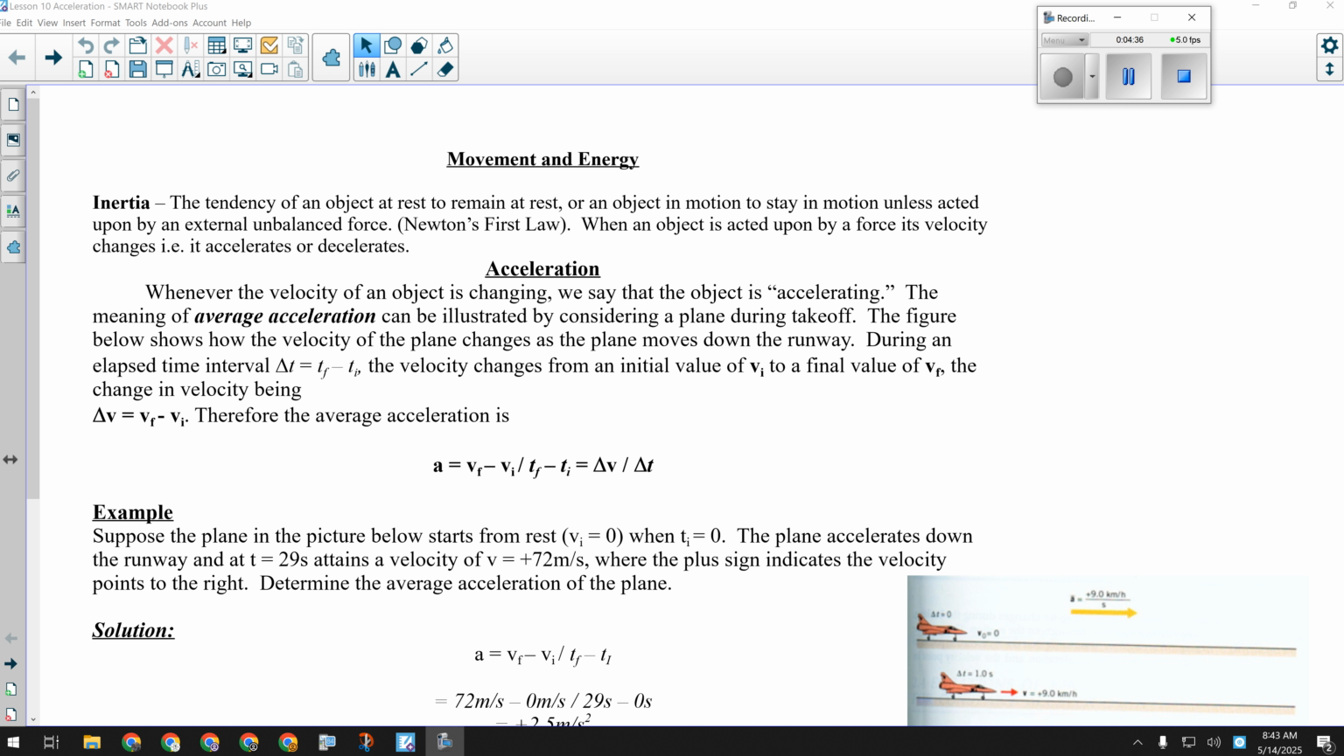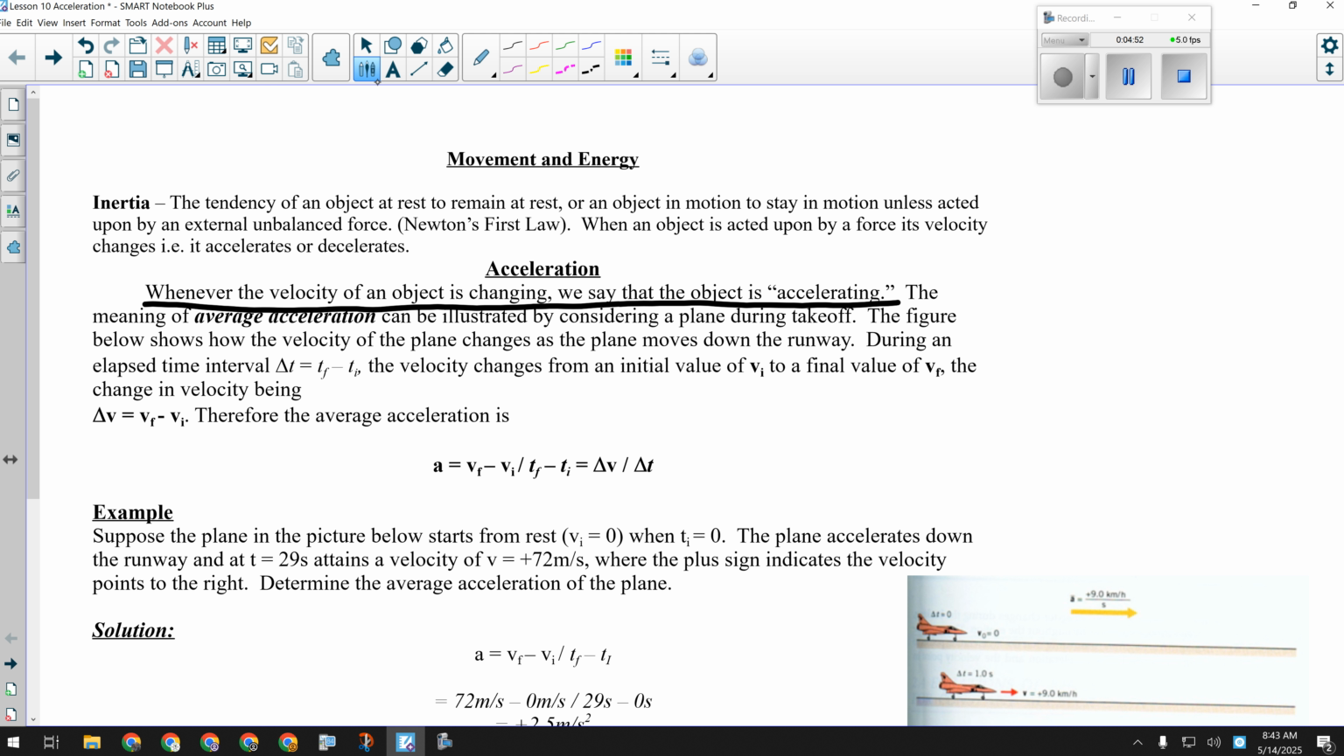Acceleration, and this might help you with your hypothesis from yesterday. Whenever the velocity of an object is changing, the object is accelerating. That is the definition of acceleration. Any change in velocity.